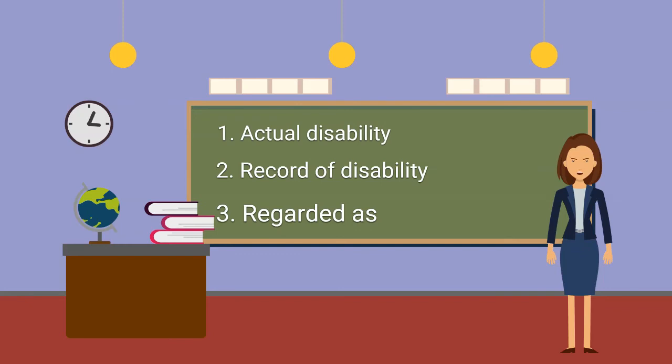Everyone gets this one. If they don't put on a mask, they are treated like they have an infectious disease. So they are regarded as having a disability. So these are the categories under the ADA. Which ones are you experiencing?